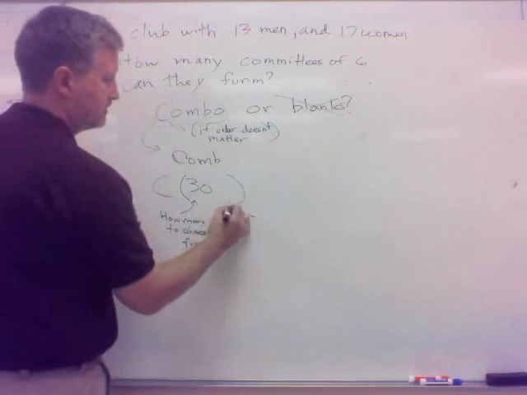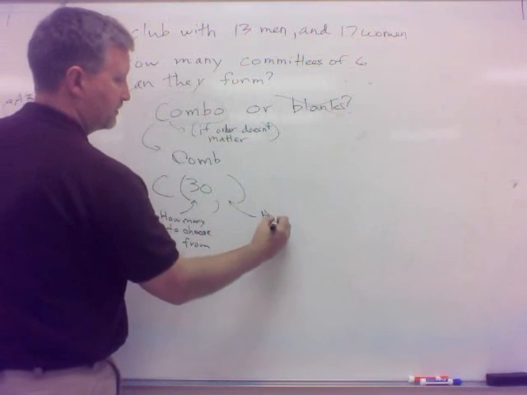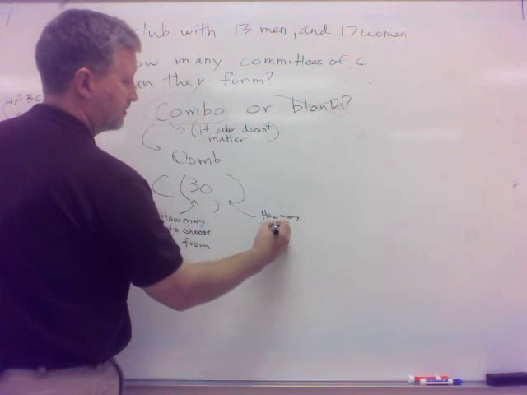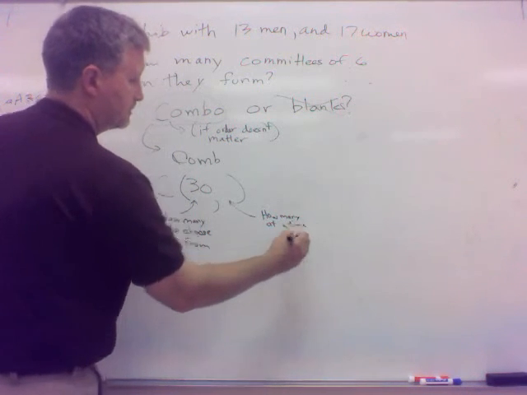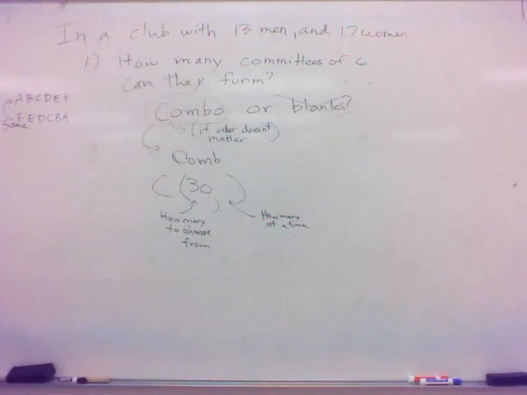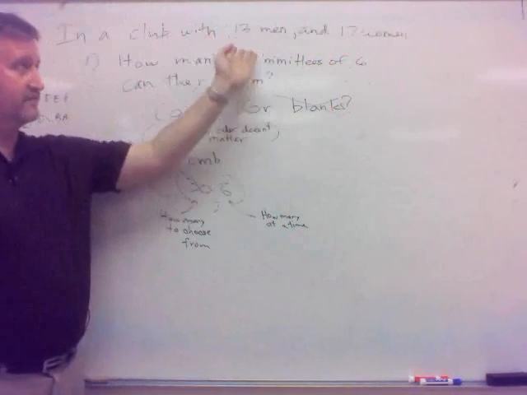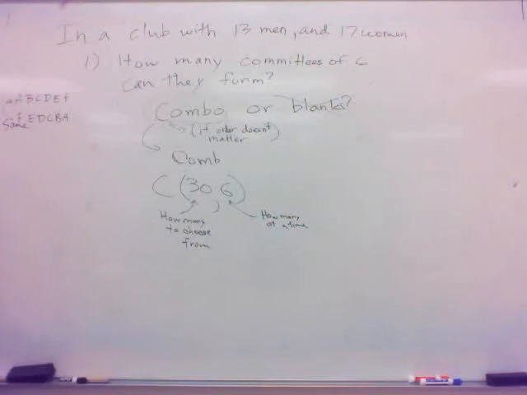The second number is how many at a time I want. How many of these at a time do I want? I want a committee of 6. Men and women doesn't matter in this one. Now, we'll do another one where the men and women will make a difference, but no, not in this case. It could be any of those 30. We could have 3 men, 3 women. We could have 2 men and 4 women. It doesn't matter. How many does that give us?